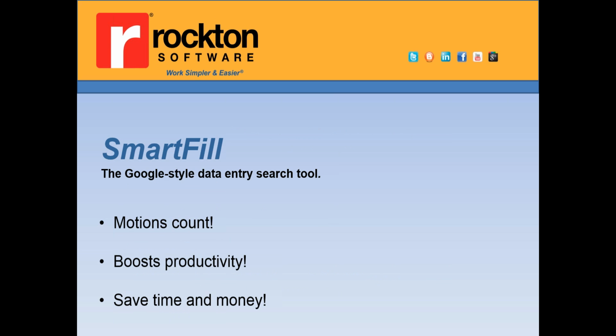So the first tool we're going to talk about is SmartFill. Like I said, it's like a search engine in GP. You can type in what you know and just wait for the results. So if you're searching on a customer and you only know the contact name or the city, you can type that into the customer number field and it'll search for you. And so with SmartFill you can save time in your lookups, and of course then when you save time you save money.